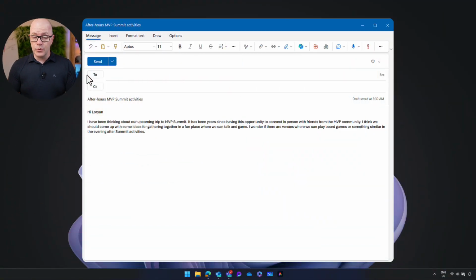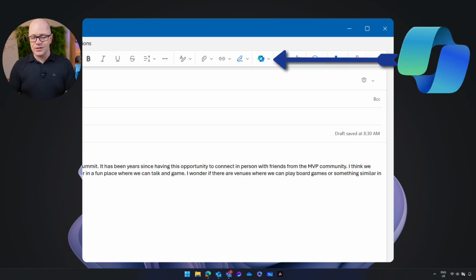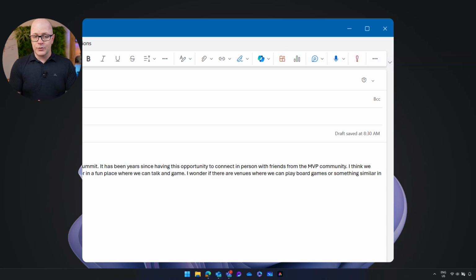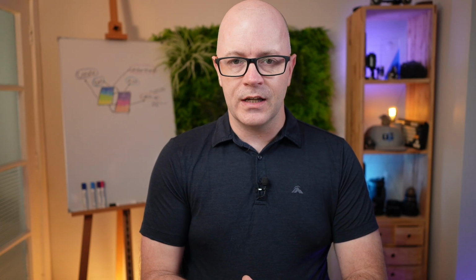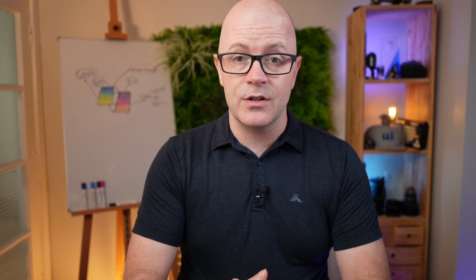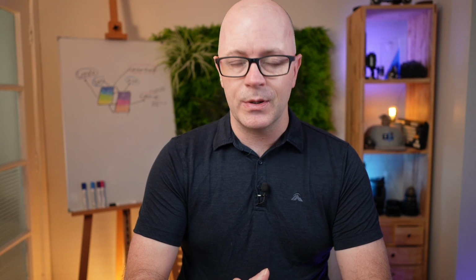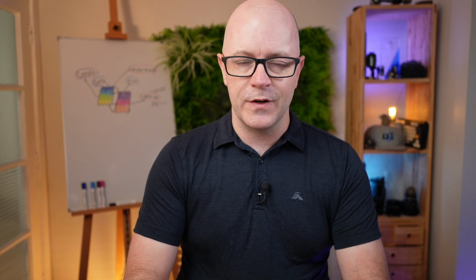I'm writing a couple of emails and I'm wanting to see how Copilot works within Outlook. I'm using the new Outlook so that I can access the Copilot assistance. I've got two emails to write. One that I am crafting between Lorian and I, and we're planning a trip to MVP Summit next year and just thinking about the friends and people that we're going to connect with.